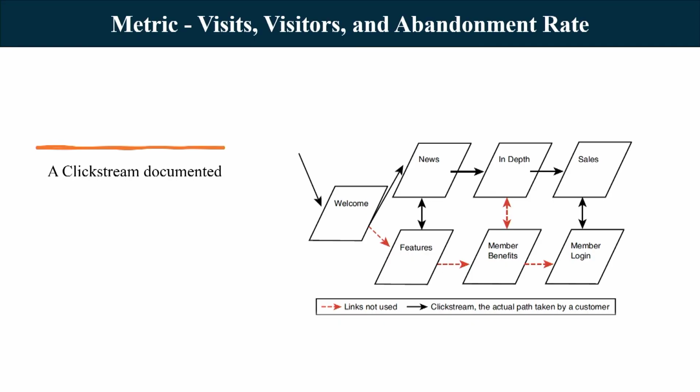Fine. Now let us look at a clickstream document. There can be a welcome page, a home page where you enter for the first time. Then it can go to some other features, or to some news. If it enters the news, you can go into the depth of the news, probably a sublink associated with the news. Then ultimately it can result in some sales, or I can view it in something like this.